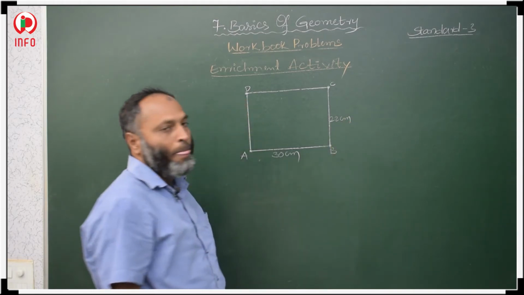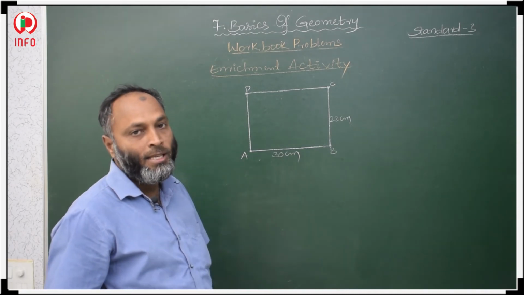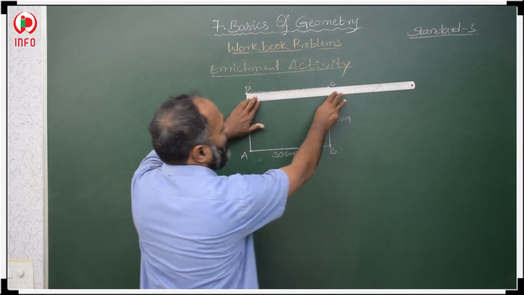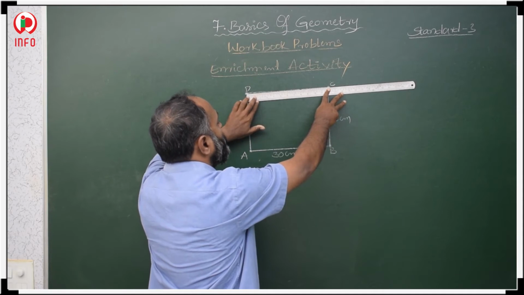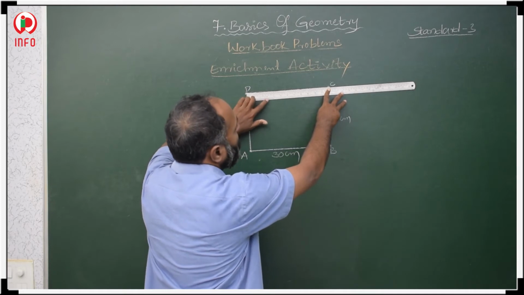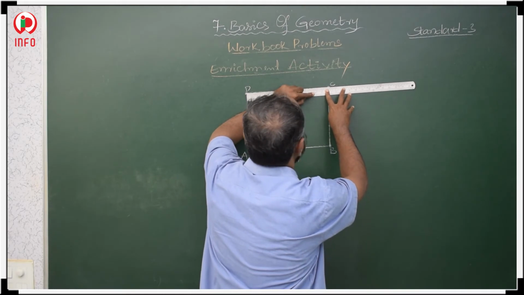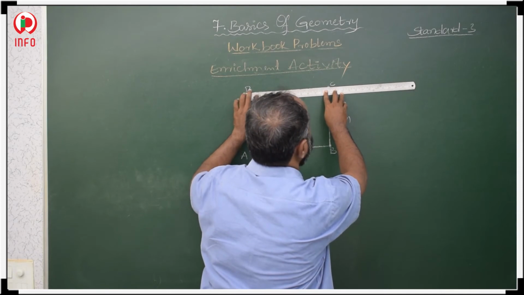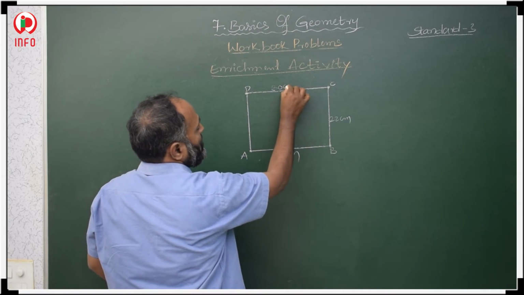Then after that we have to find DC or CD length. How to measure? We keep the ruler horizontal like this, and this 0 should overlap point D, and the second point we see where it intersects. It is at 30. So the total DC length is 30 centimeters.